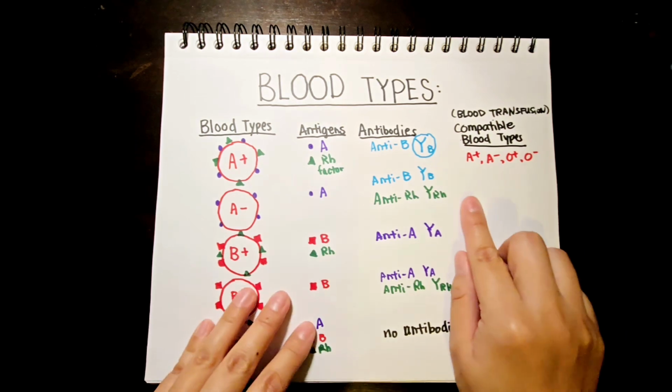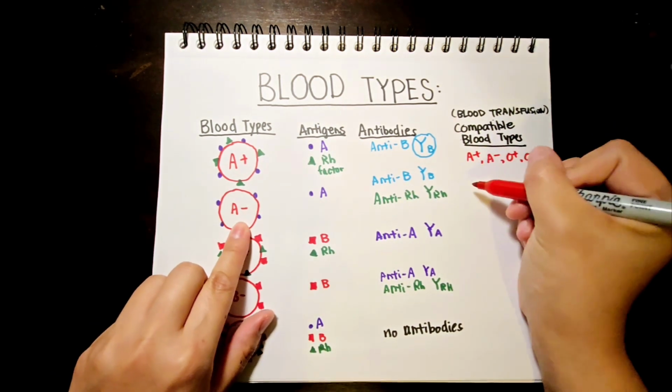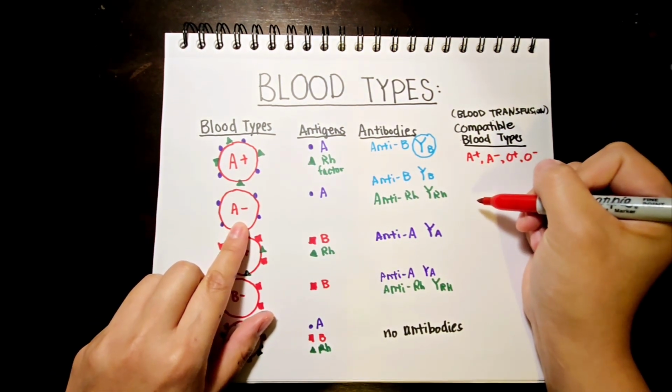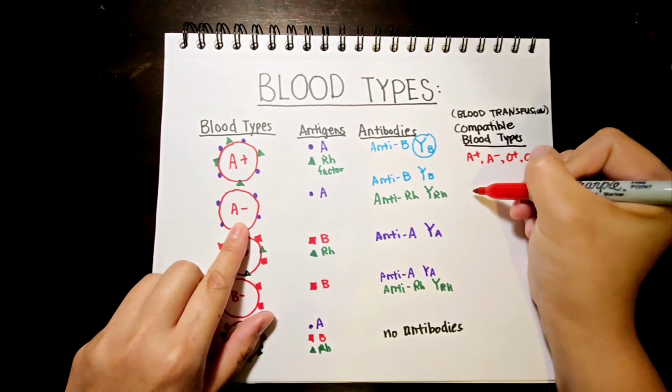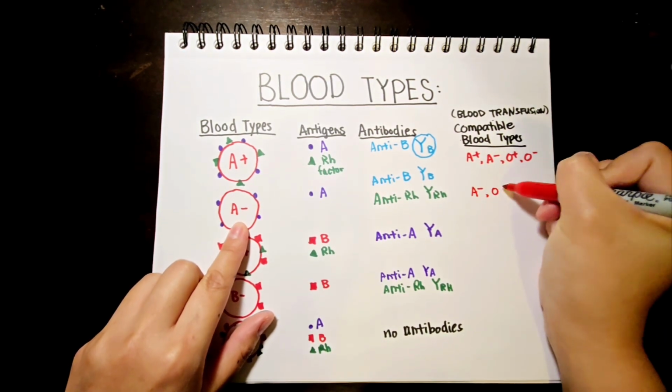Now let's continue this. What if you were A negative? What are the possible compatible blood types for blood transfusion in this case then? You can have A negative or O negative.